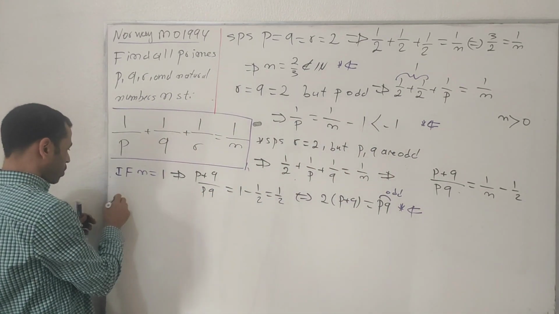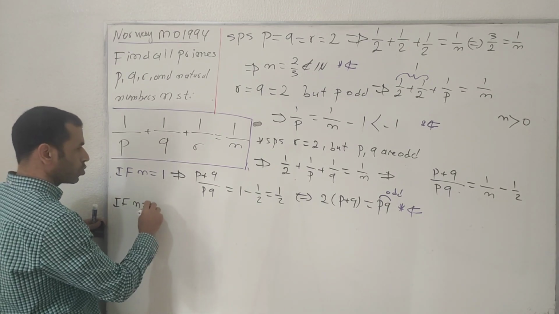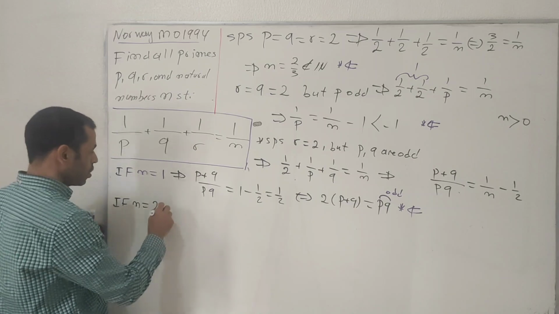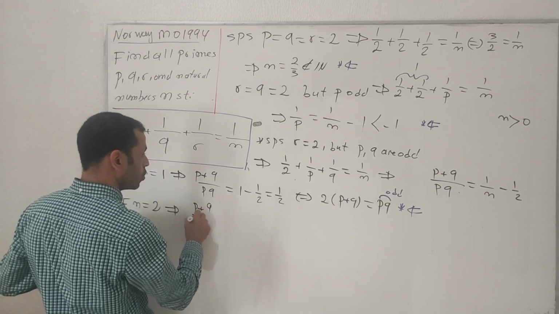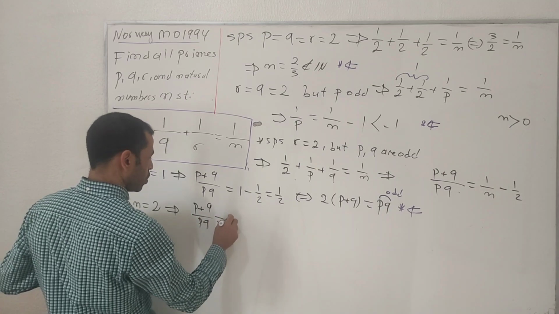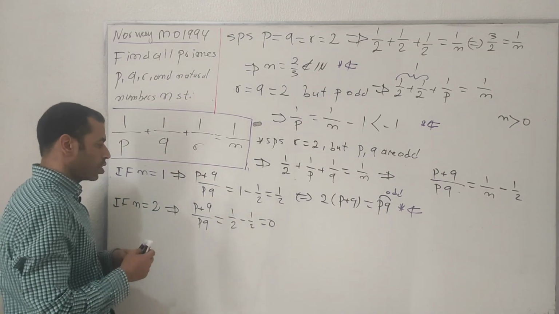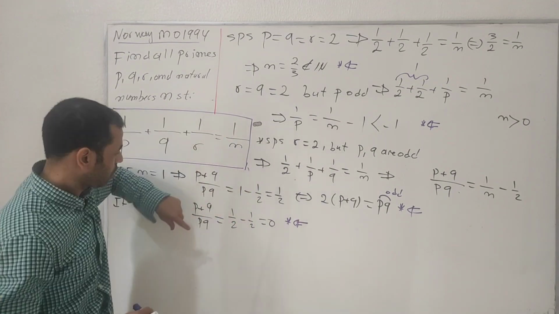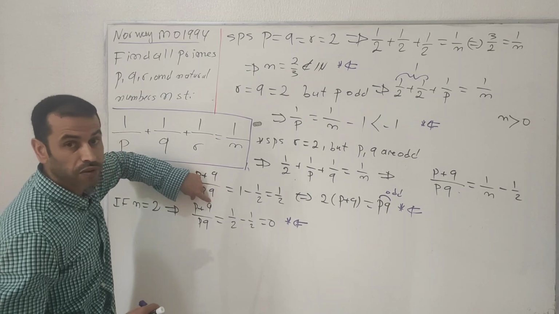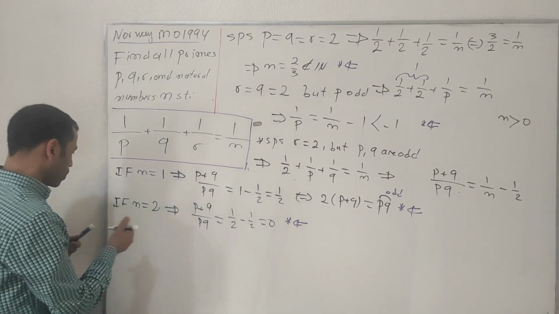So let's take another case. If n equals 2, I get p plus q over pq equals half minus half, which is 0. It's clearly a contradiction, which means the sum of these primes is 0, which is impossible. Okay, let's move on to the other case.